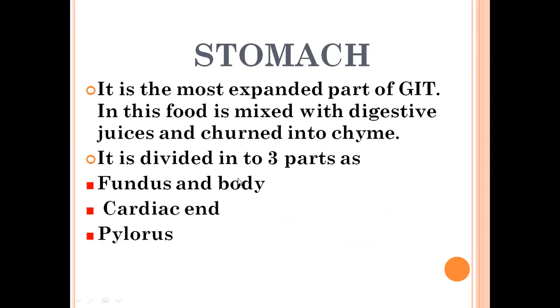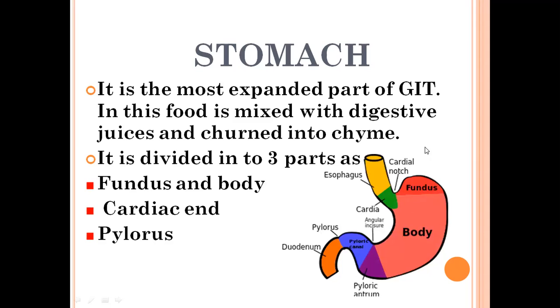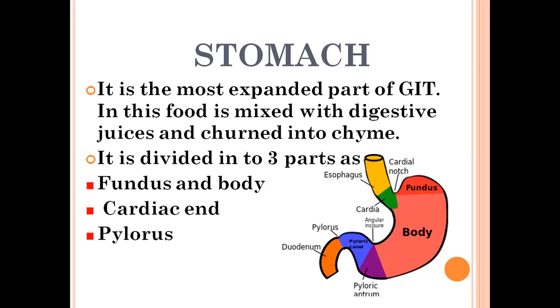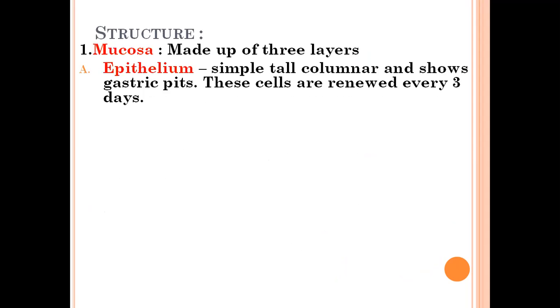It is divided into three parts: fundus, body, with the cardiac end, and lower the pyloric end. You can see this is the fundus, this is the body, and this whole area is pyloric. The upper part is the cardiac sphincter and the lower part is the pyloric sphincter. They control the entry and exit of contents into the stomach. Food will remain in the stomach for at least 2 to 3 hours.